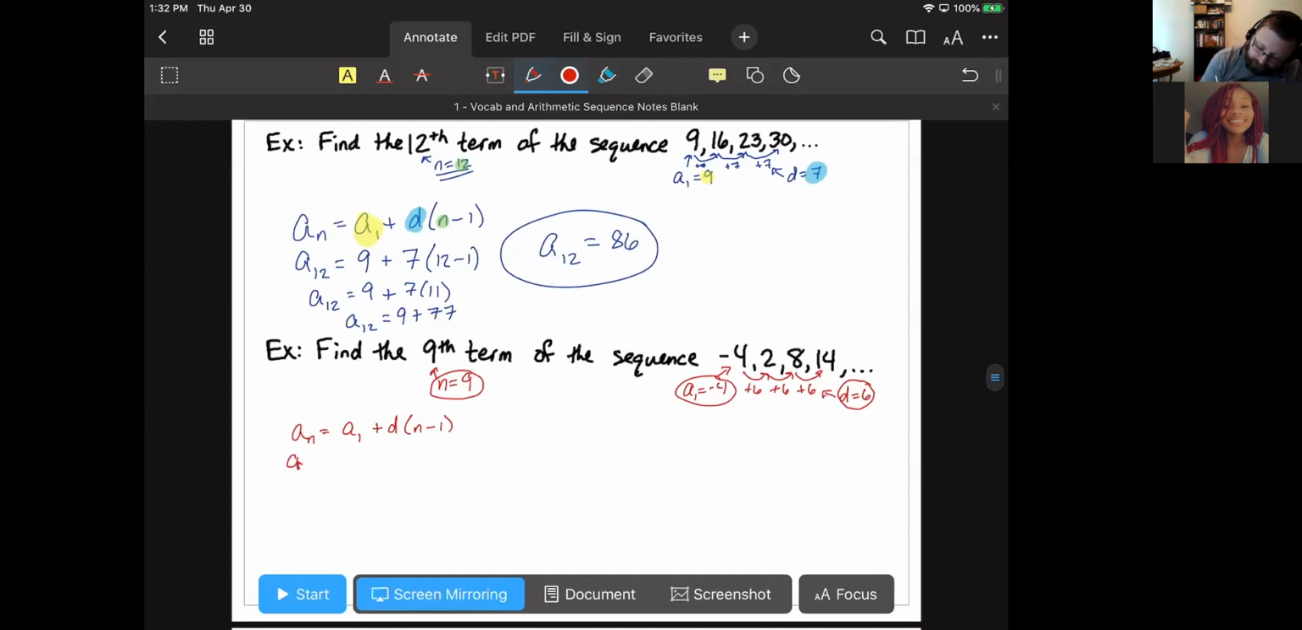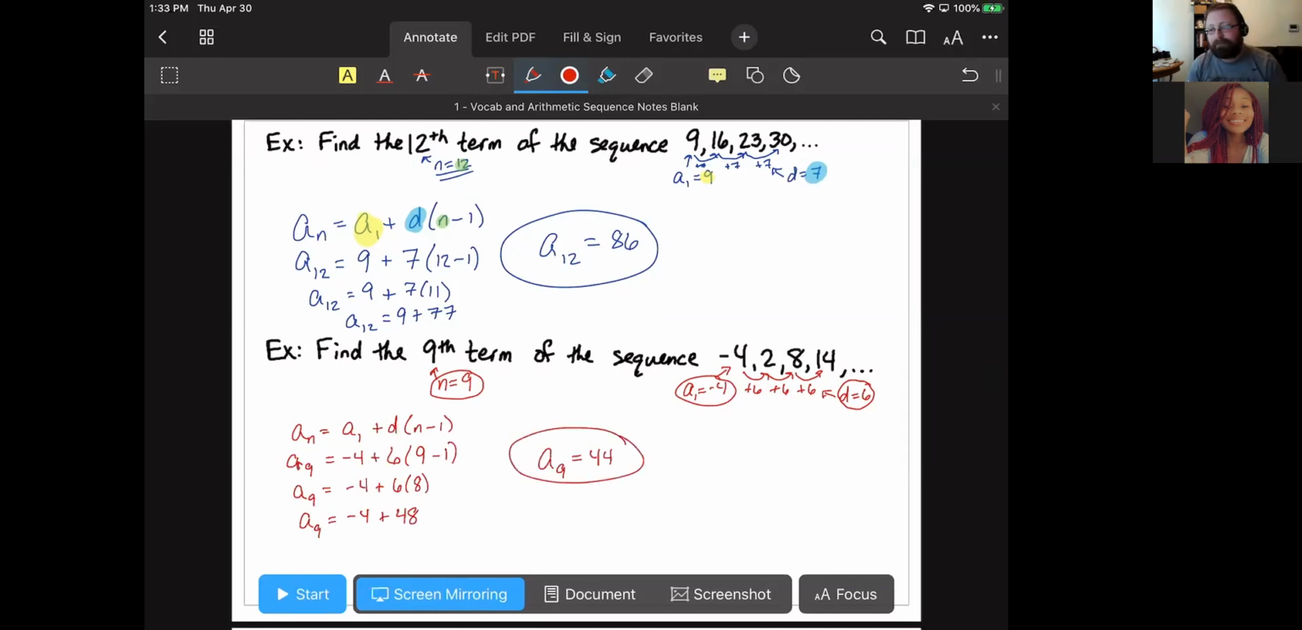So A sub 9 equals the first term, -4, plus the common difference, 6, times the term number 9 minus 1. So the ninth term is -4 plus 6 times 8. The ninth term is -4 plus 48, or the ninth term is 44.